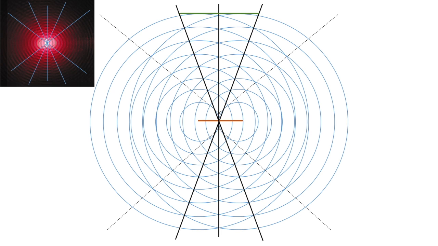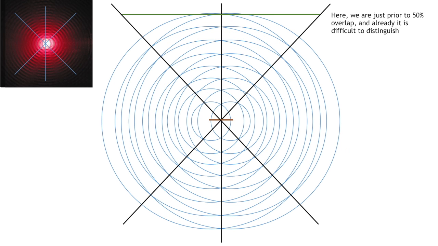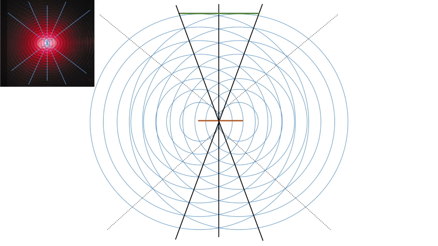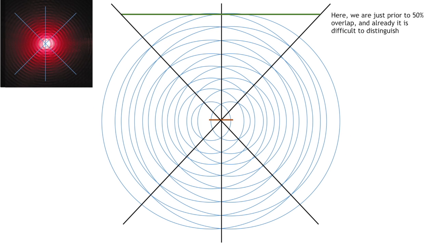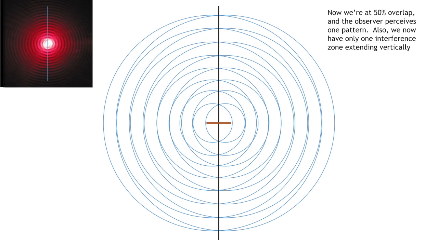And here we're down to 3 constructive rays, and the pattern is spreading out. On the last one we were down to 5. Now we're down to 3. You can see in the upper left we're down to 3. And here we're just prior to 50% overlap, and already it's difficult to distinguish the pattern as 2 distinct patterns. Now we're at 50% overlap, and the observer perceives 1 pattern. Also note that we only have 1 interference zone extending vertically at this point. You can also note in the upper left, it looks as though it's 1 pattern.